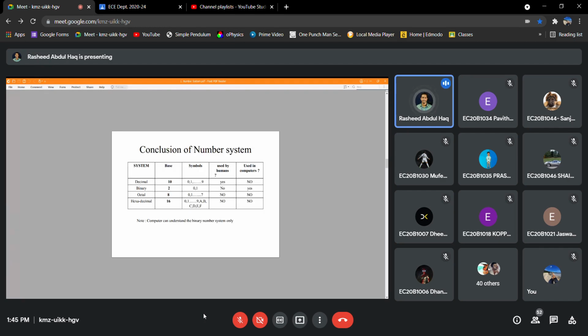So to conclude, I will just tell what the four numbers are and what the base is. For decimal, the base is 10, and the symbols 0 to 9 are used. For binary, the base is 2, and the symbols 0 and 1 alone are used. For octal, the base is 8, and the symbols 0 to 7 alone are used. And when it comes to hexadecimal, the base is 16, and the symbols 0, 1, etc. to 9, then A, B, C, D, E and F are used.